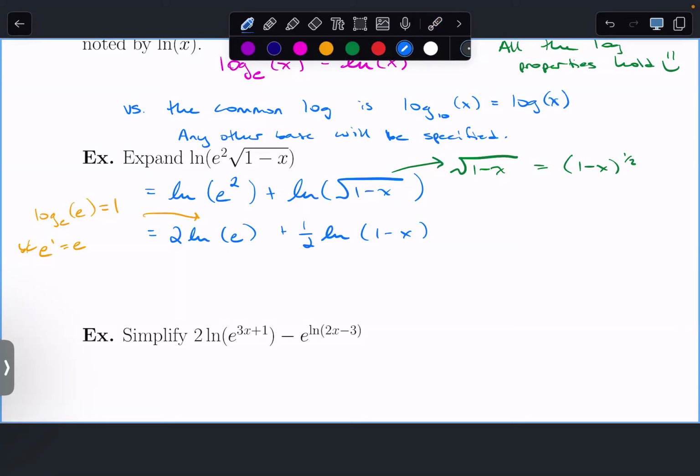And so you get 2 times 1 plus 1/2 times the natural log of 1 minus x. 1 minus x, there's nowhere left to go because addition or subtraction inside the log, there's nothing we can do there. We can only deal with multiplication and division inside the logs. And so there's nowhere left to go but 1 minus x. I'll clean that up. That looks weird.